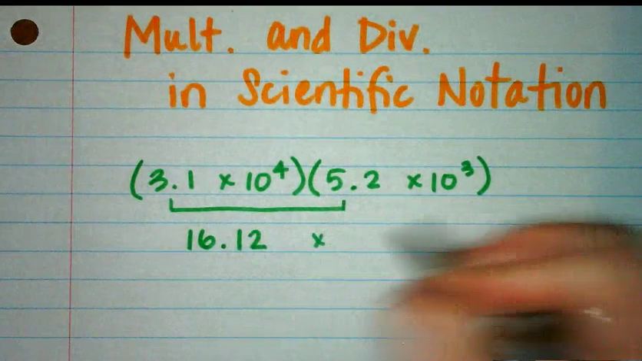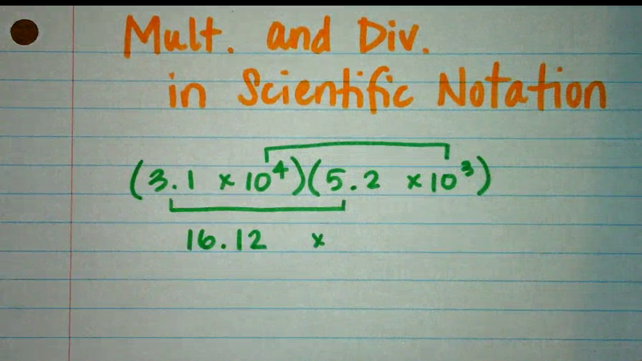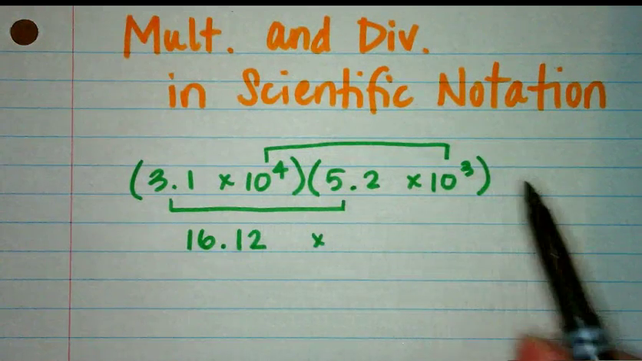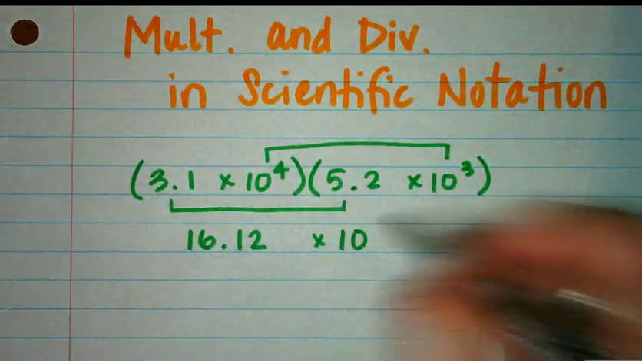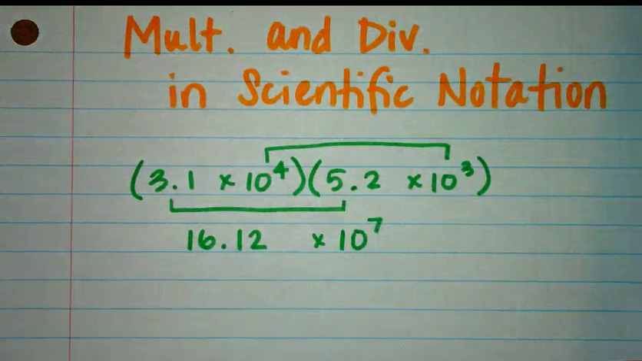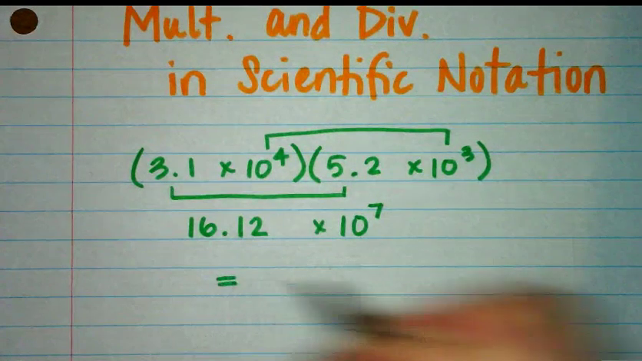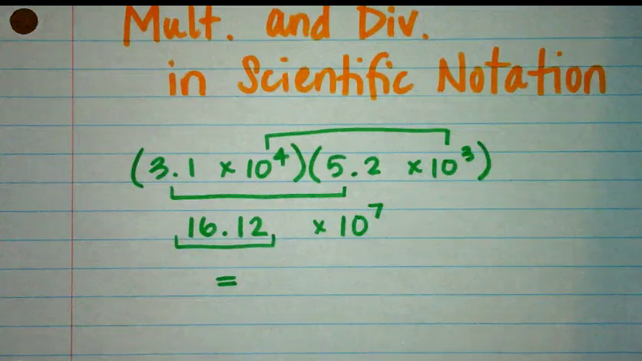And then what we need to do is multiply our exponents. And when we multiply 10 to the fourth times 10 to the third, the rule is if the base is the same, which it is, it's a 10, then we need to add the exponents together. So we get 7. Now, we might think that we're done. The problem is that this number right here is not a number between 1 and 10. So this truly is not in scientific notation.